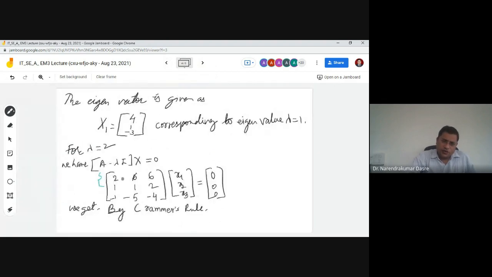I have chosen the first 2 rows. Some of you can choose the first and the third row, and some of you can choose the second and the third row, and verify this answer. Verify that you get the same eigenvector or not. That's what you have to do.